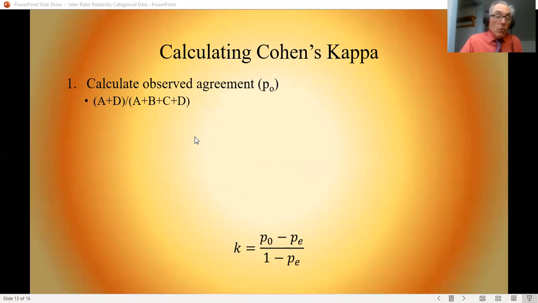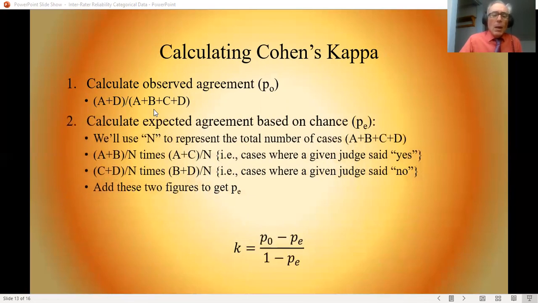The first thing you do is actually calculate observed agreement. That's just the percentage agreement. So that's what we already have learned how to do. All the cases where we agreed, cells A and D, divided by the total number of judgments made. Then we need to calculate what would be expected based on chance. And the technical way of doing this is what's shown here. Instead of writing A plus B plus C plus D out multiple times, I'm just going to use the uppercase N to represent that value.